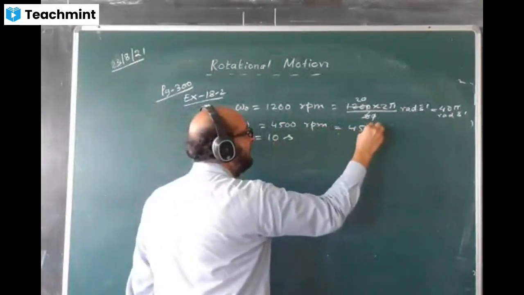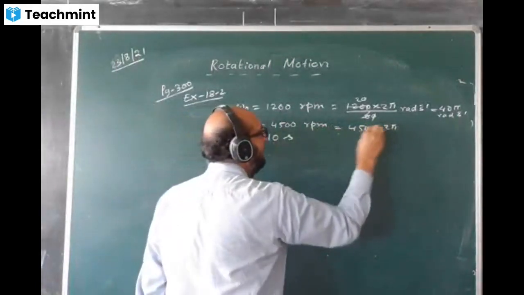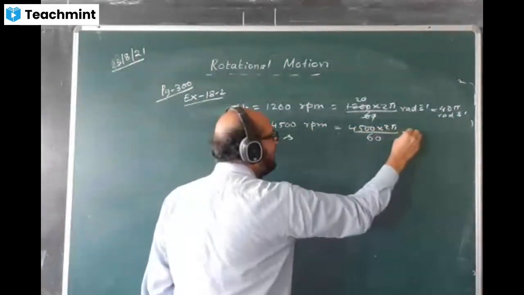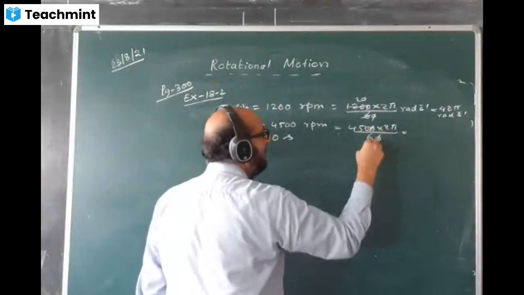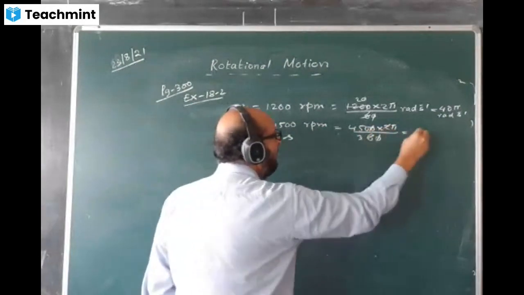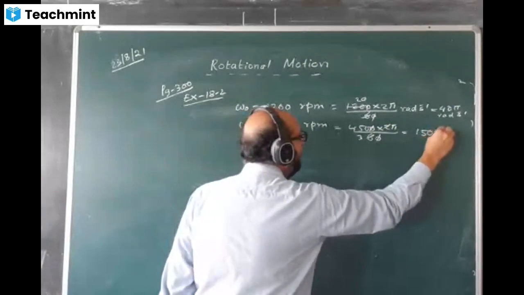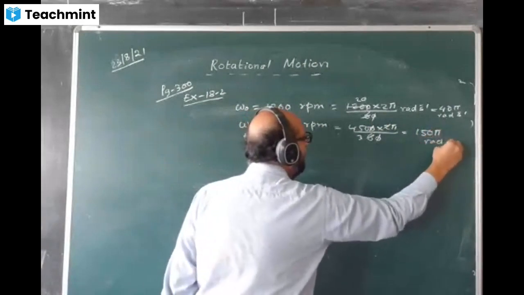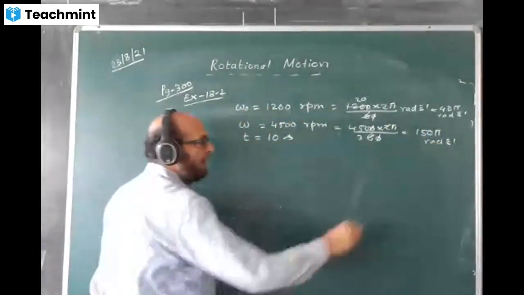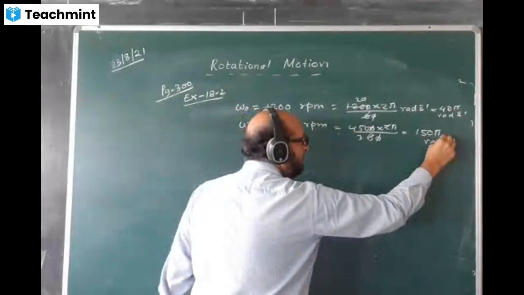Now I'll change this also. 4500 into 2 pi by 60. Here also I will change, the zeros cancel, and we get 150 pi. 150 pi radian per second.